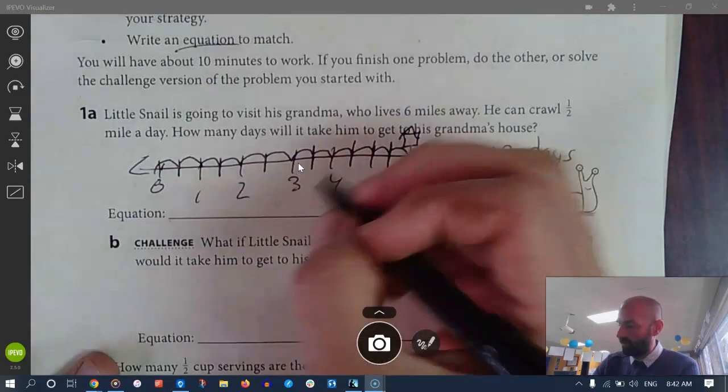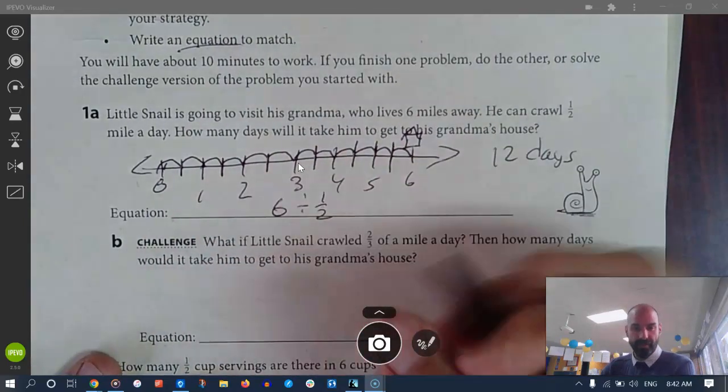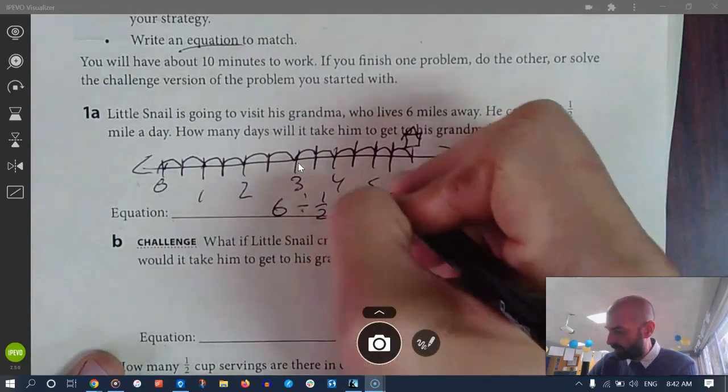Okay, and what's the equation? The equation is I live 6 miles away, and I'm dividing those into half groups. I'm dividing into halves, and that gives me 12.